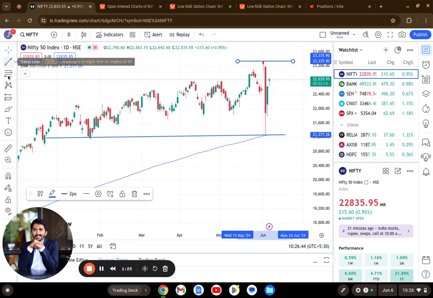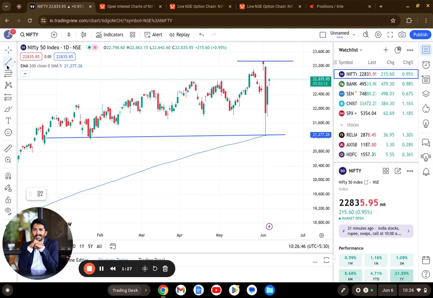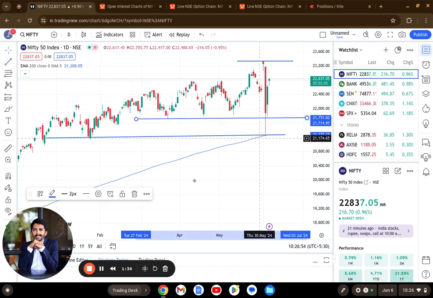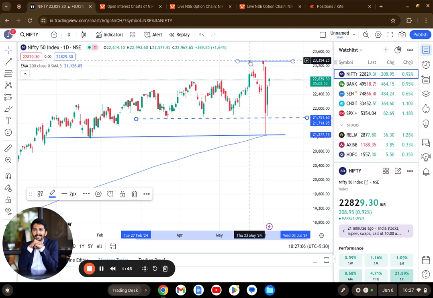Also, you can check for minor supports in this region, somewhere over here. I think we'll keep that as more of a dashed line, right? So now we have somewhere at 21,300. On top, we have 23,350. And then you have a minor support over here at 21,700, 750 region.